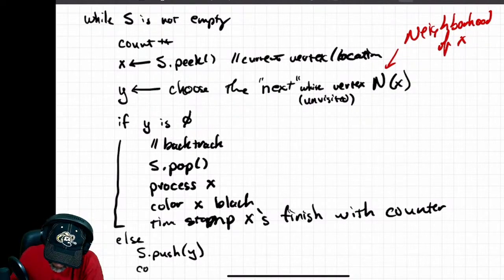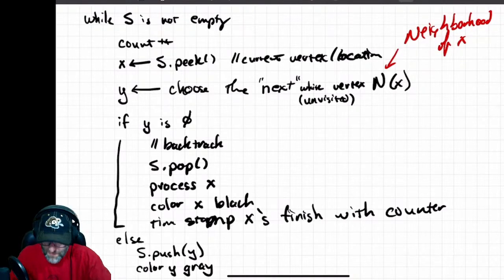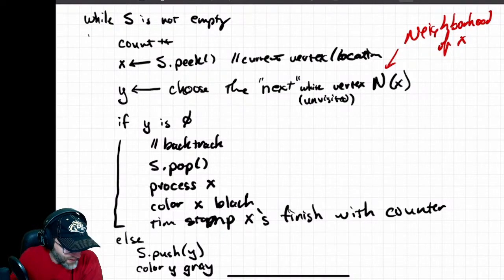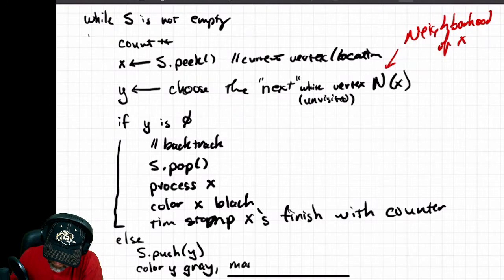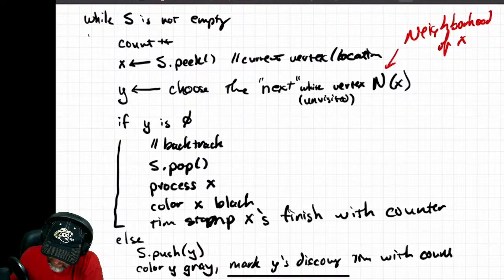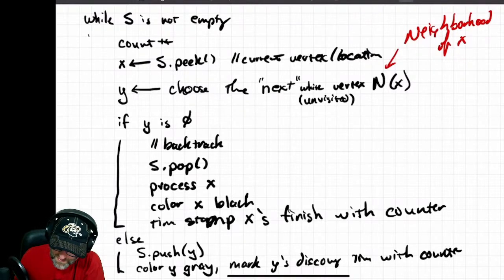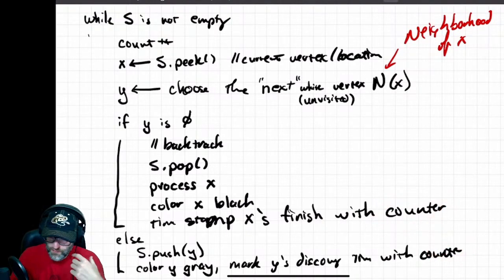We color y gray, right? Because it's now visited. We're stepping on it, and then we're going to process its neighborhood on the next iteration of this while loop. And then I'll just put it here, mark y's discovery time with counter. There. These are mutually exclusive, if and else, so we only use the counter once. And that's why we increment it at the top here. We only need to increment it before we do our next step, right? And that's it, right?